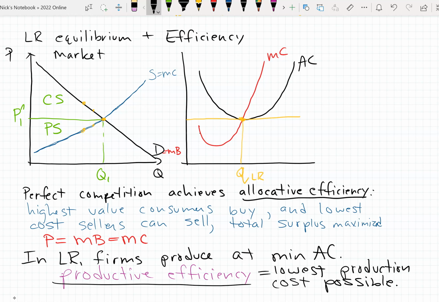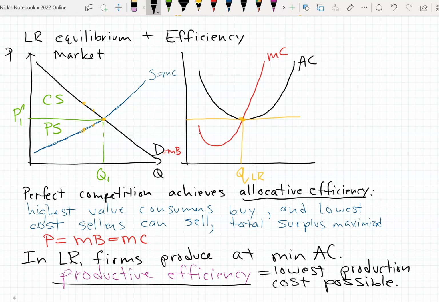So this is why we call it perfect, because this type of market achieves both of the types of efficiency that we've defined as desirable. It allocates the good efficiently. The high value consumers get it, the low cost sellers are the ones to produce, surplus is as big as possible, and it also produces as cheaply as possible, because it has this pressure to keep pushing the firms back to the minimum of their average cost, and not producing at higher cost levels. So both of these are considered desirable.